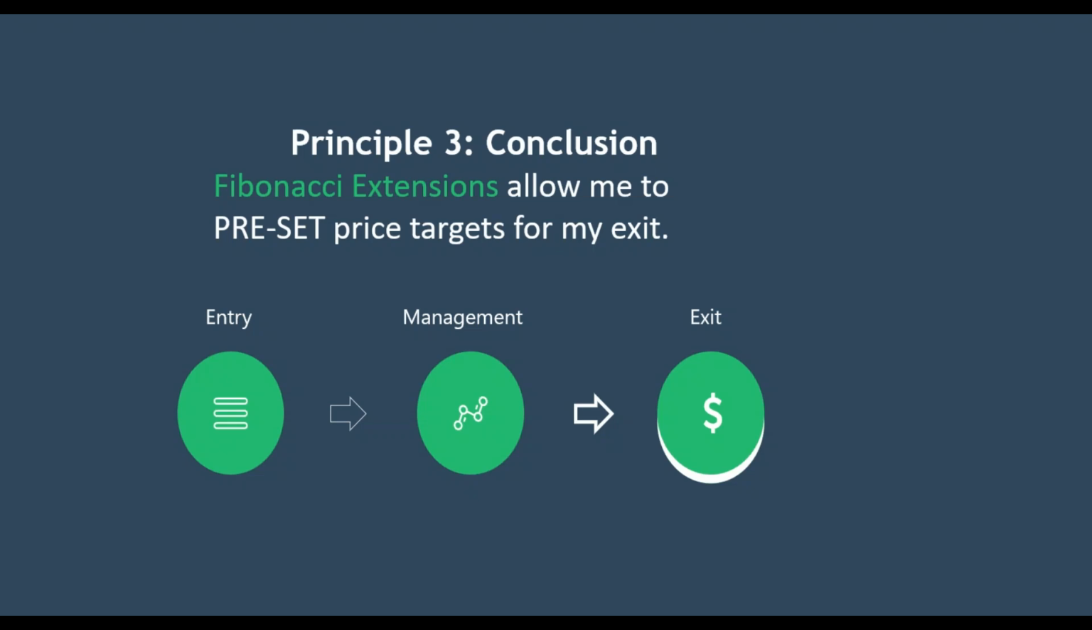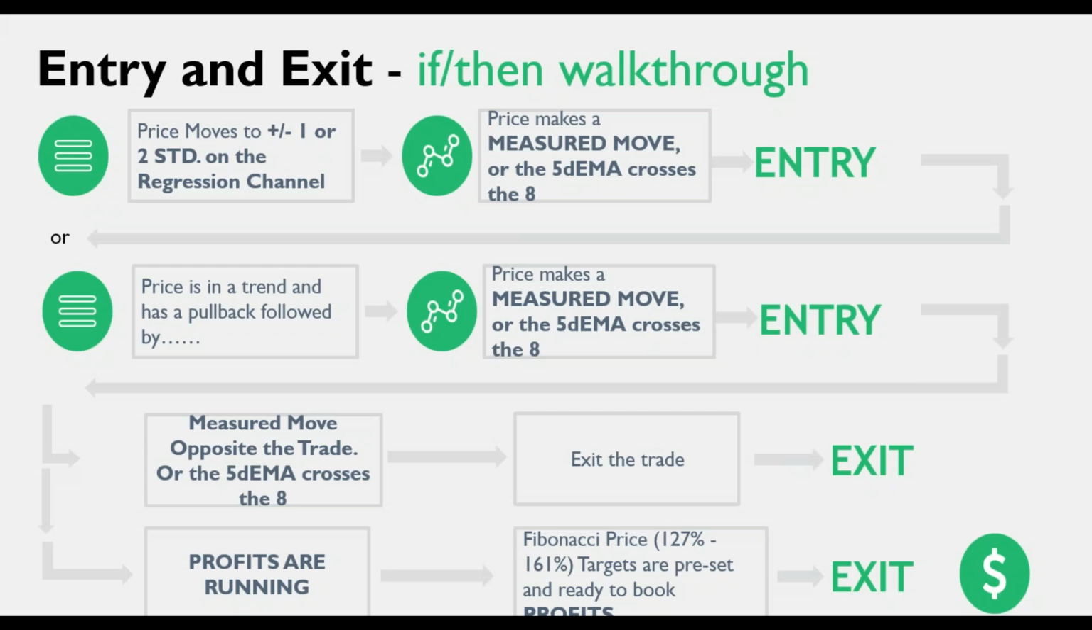In conclusion, the Fibonacci extensions allow me to preset the price target for my exit. So looking at our entry and exit walkthrough, our entry is really when the price moves to ±1 or ±2 on the regression channel. Most times I'm going to wait for the price to make a measured move, and that's an entry. Now, sometimes if it stays in the trend and has a pullback followed by another measured move, that's a secondary entry, and that happens more than the first one up here.